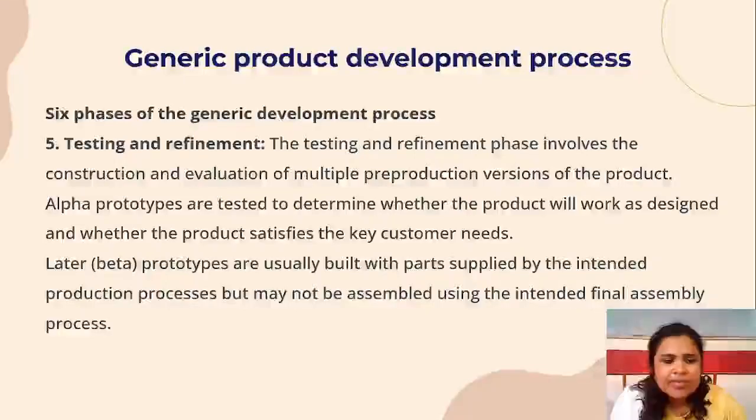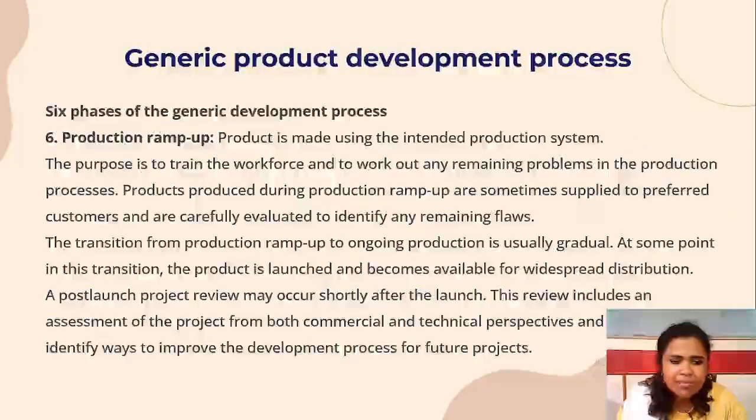The fifth phase is testing and refinement. The testing and refinement phase involves the construction and evaluation of multiple pre-production versions of the product. Alpha prototypes are tested to determine whether the product will work as designed and whether the product satisfies the key customer needs. The other type of prototype is called a beta prototype, and they are usually built with parts supplied by the intended production processes but may not be assembled using the intended final assembly process. So this is the difference between alpha and beta prototypes.